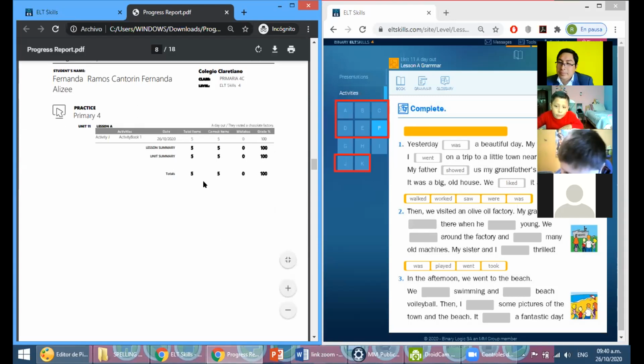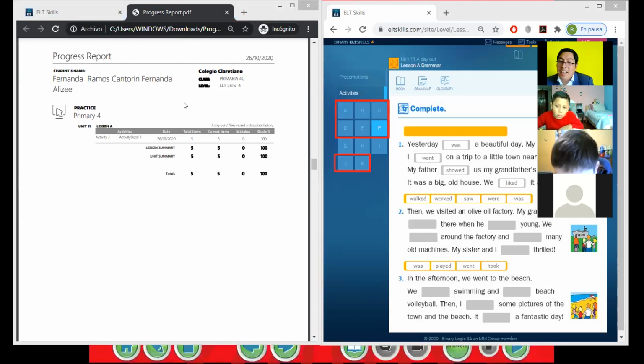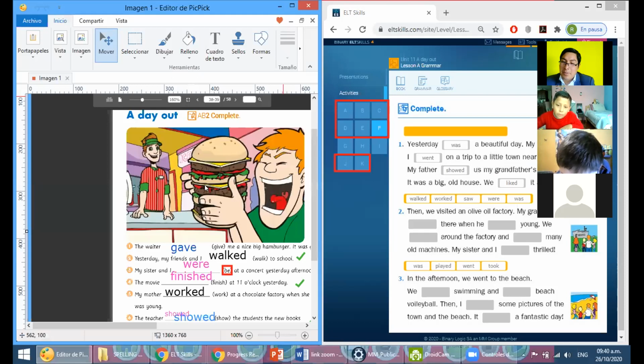Yes, teacher. Fernanda, ¿copiaste la actividad K en tu libro? Yes, teacher. This activity, no? This activity, the hamburger.